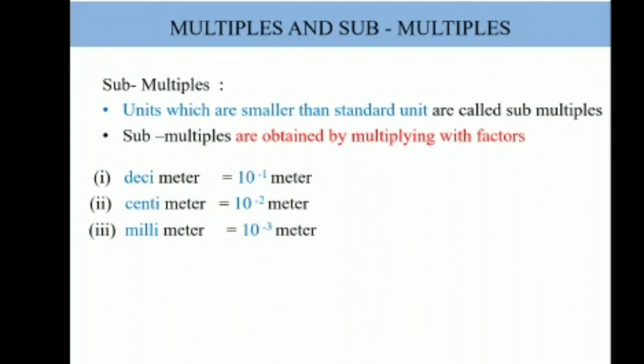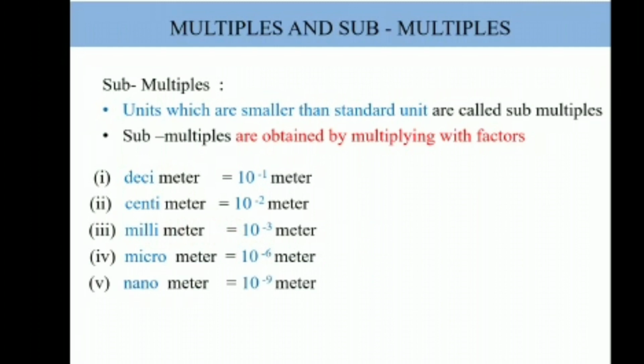On the scale that we use in school, we have distances starting from centimeter. So centi means what? 10 to the power minus 2 multiplied to the meter. That means meter divided by 100. 1 meter divided by 100 is called centi. 1 meter divided by 1000 is called milli. Similarly, we have micro. We also have nano, meaning 10 to the power minus 9, and 10 to the power minus 12 is called pico. There are more. There is something called Fermi, and there are so many.